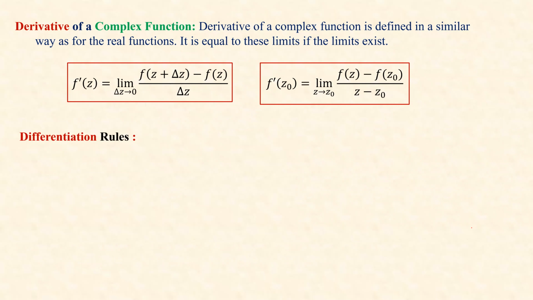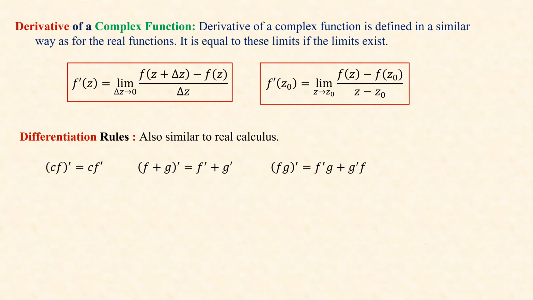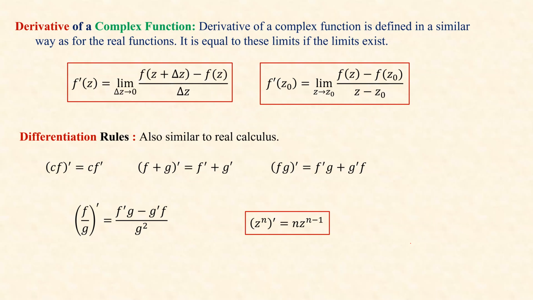And then from these definitions come the differentiation rules. If a constant times a function is differentiated, it becomes the constant times the derivative of the function, so cf prime becomes c f prime. The derivative is linear, meaning f plus g prime is f prime plus g prime. We also have a multiplication rule, exactly the same as the real function product rule: fg prime is f prime g plus g prime f, the derivative of the first times the second plus the derivative of the second times the first. And also we have a quotient rule: f over g prime is f prime g minus g prime f divided by g squared. All of these come from the definition. We are not proving that.